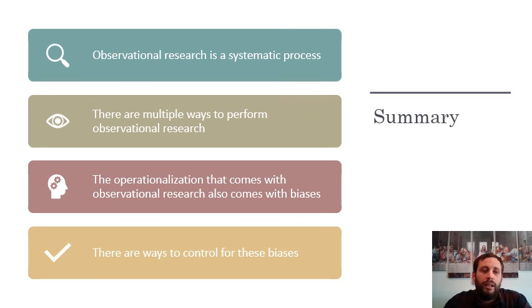So in summary, I know that was a really short introduction to observational research, but it's important to understand that observational research is a systematic process. Additionally, there are multiple ways to perform observational research. The operationalization that comes with observational research also comes with biases, those biases being observer bias and reactivity bias. There are ways to control for these biases depending on the research variable and the research question, but you'll never be able to absolutely eliminate the biases that come with it.